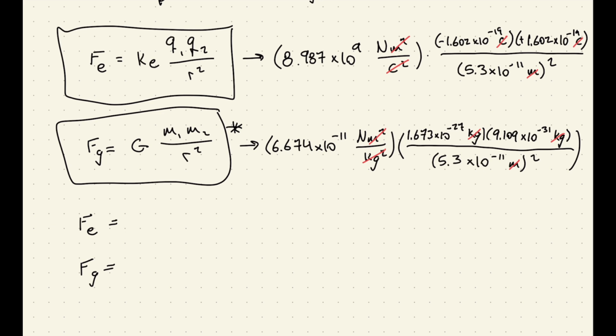So we have 8.987. I'm going to do E, which is the times 10 to the 9. Multiply that entire thing by 1.602 times 10 to the negative 19. That entire thing squared, because we're multiplying them by the same number. Divide by 5.3 times 10 to the negative 11. That entire thing squared as well. Holy, we got a small number. And we have a minus sign.